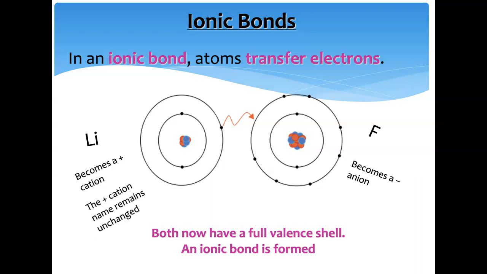As we name this compound, we always put the metal first, and its name is unchanged. The non-metal negative ion, its name gets changed to an -ide ending. So instead of being fluorine, it becomes fluoride. So this compound would be lithium fluoride.